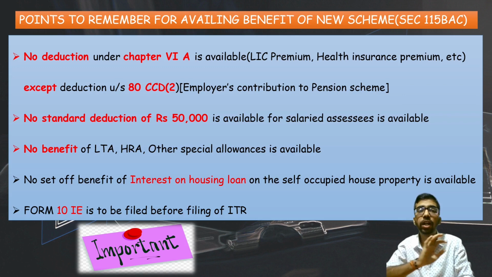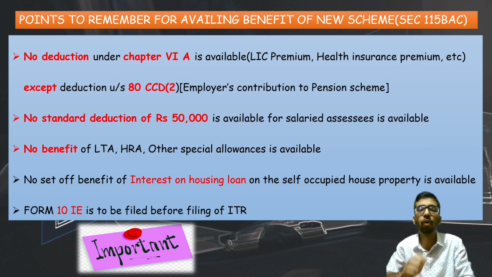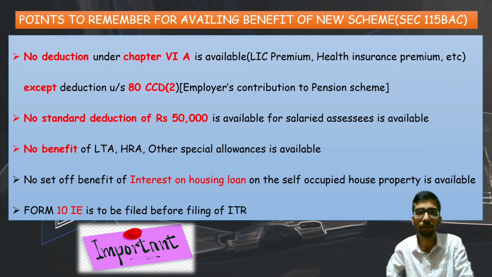Second point, no standard deduction of 50,000 is available for salaried employees. If you are a salaried employee, the standard deduction of 50,000 is normally available, but if you opt for 115BAC, it is not. Next, no benefit of LTA, that is leave travel allowance, HRA, and other special allowances. Understood?